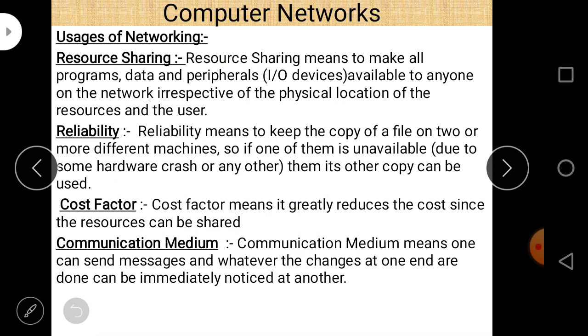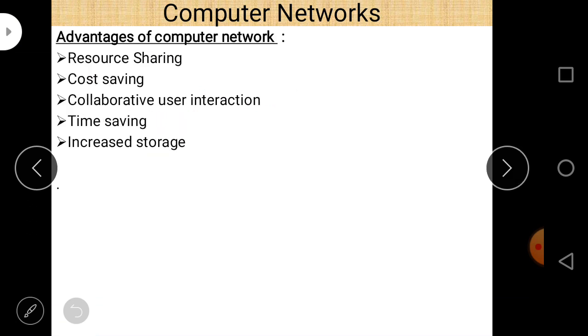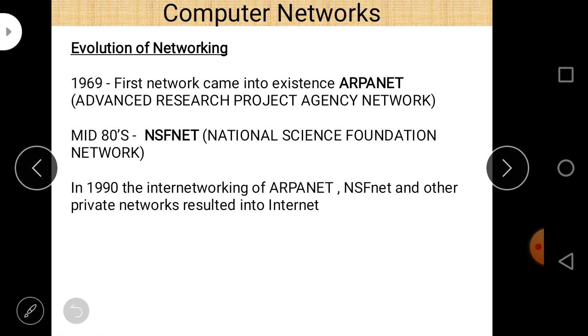Uses of networking: resource sharing, reliability, cost factor, and communication medium. And as far as advantages are concerned: resource sharing, cost saving, collaborative user interaction, time saving, increased storage. Next is evolution of networking. In 1969, Arpanet, after that NSFnet.